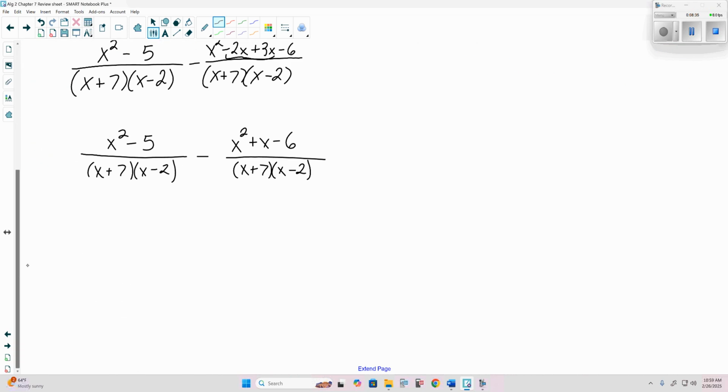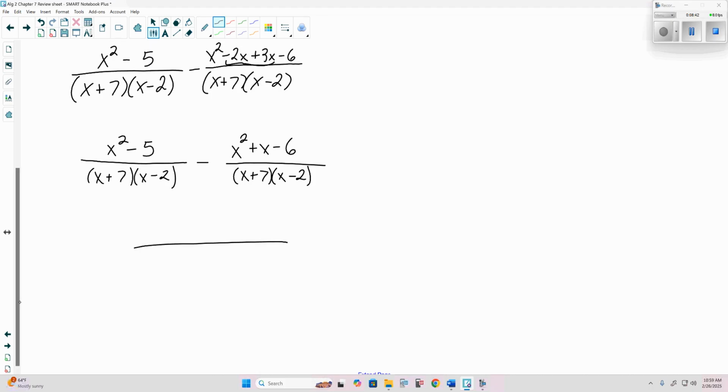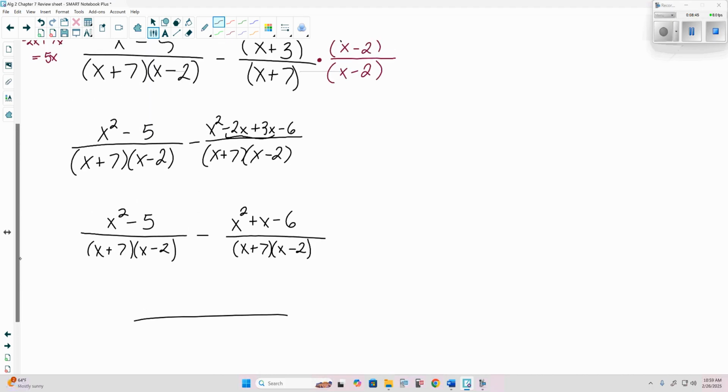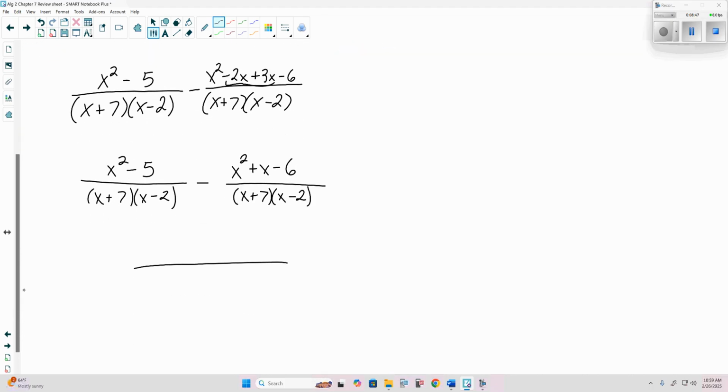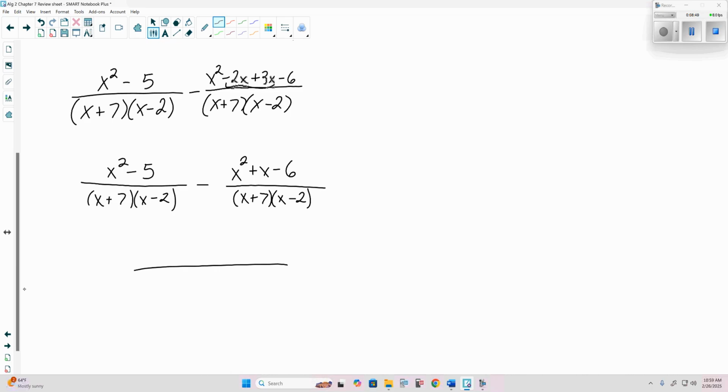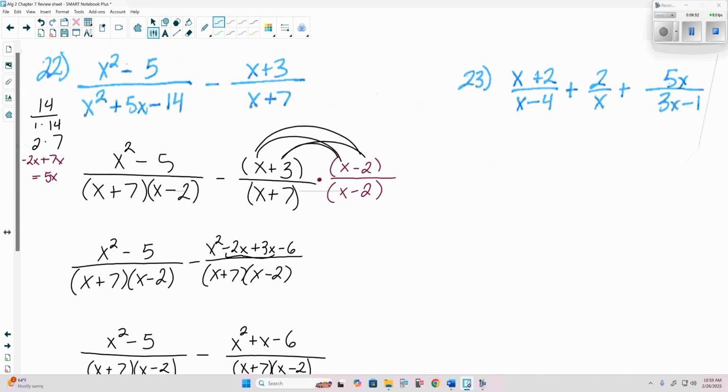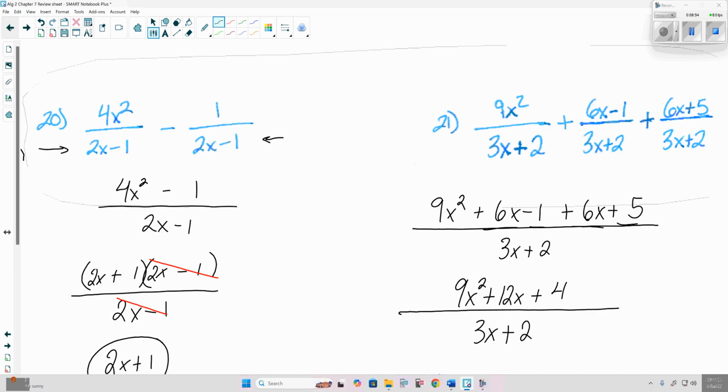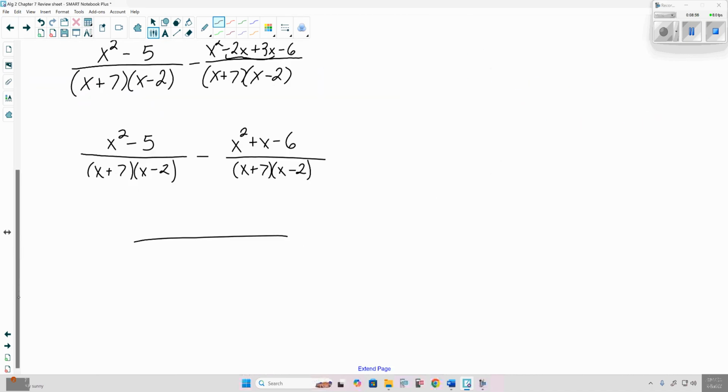After we combine those like terms, we get this here. Now that we have them simplified, we can subtract.